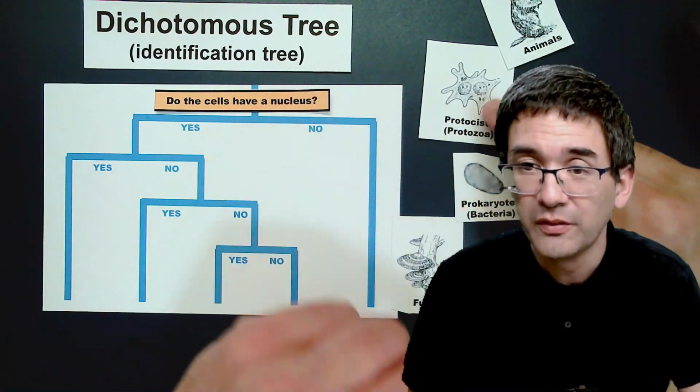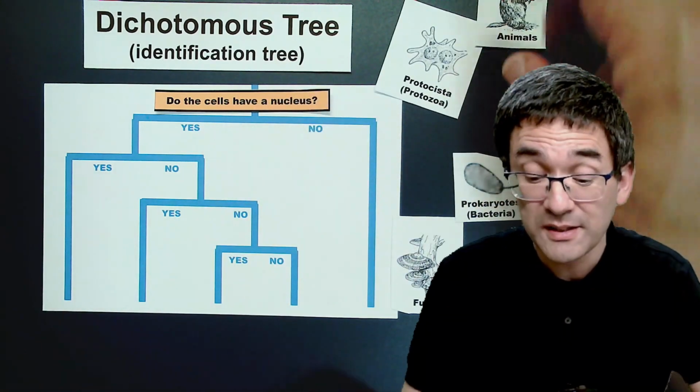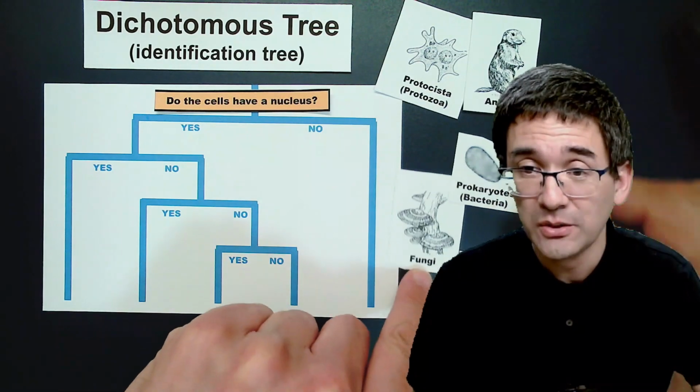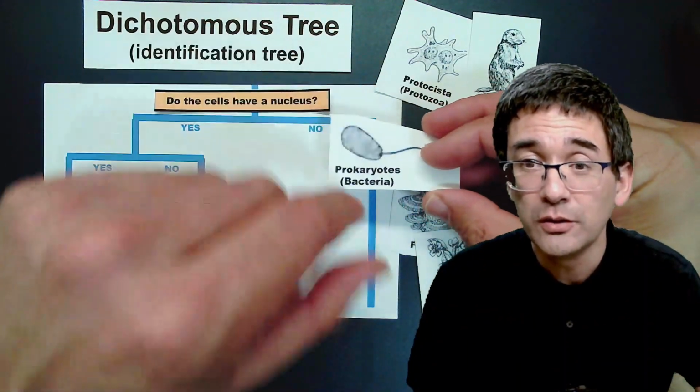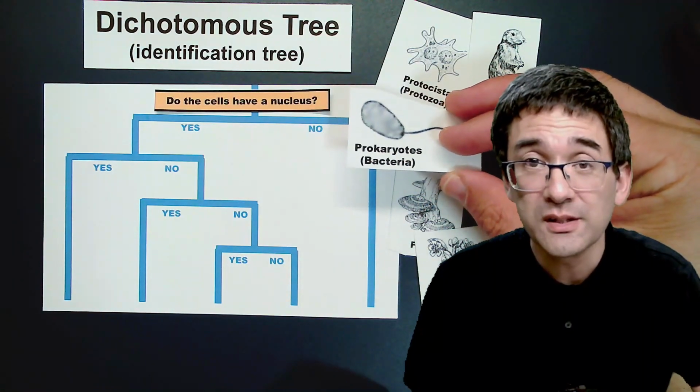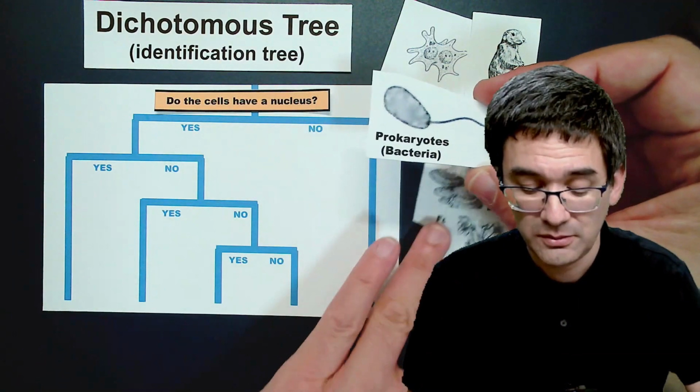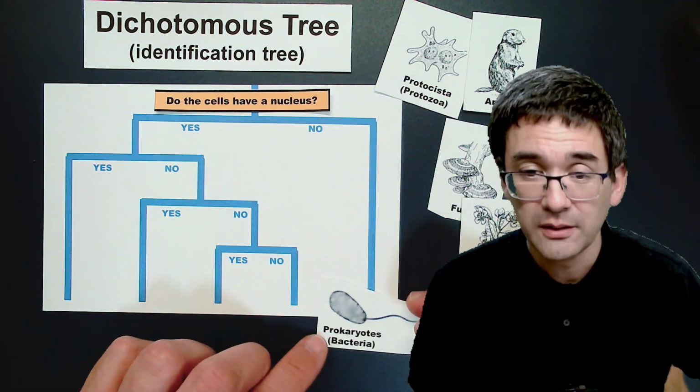Well, I already told you over here that this one has a nucleus. As a matter of fact, fungi, animals, and plants all have a nucleus, but the prokaryotes, to which the bacteria belong, do not have a nucleus inside the cell. So essentially this one goes over here.